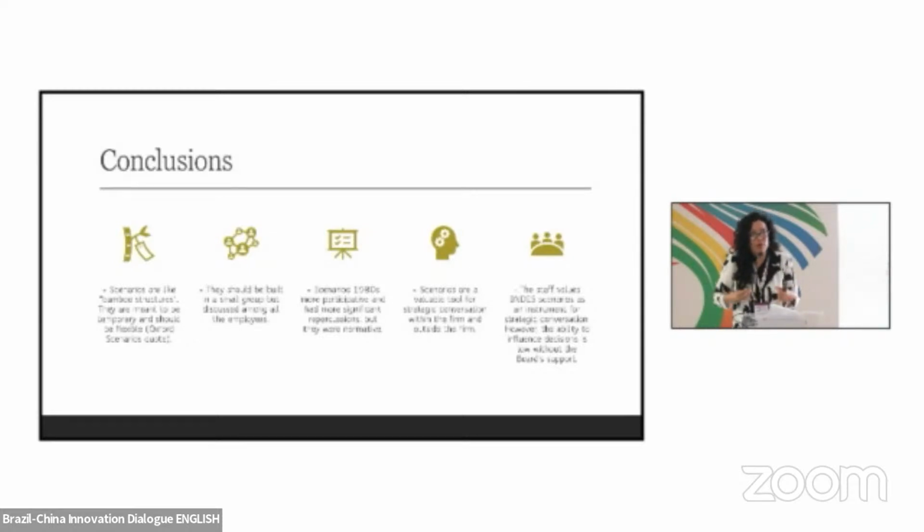But the problem is that you don't have the board's support, and if it doesn't come as a request of your council, the capacity of these scenarios to influence the strategic planning and effectively the decisions will be very low. Thank you very much.